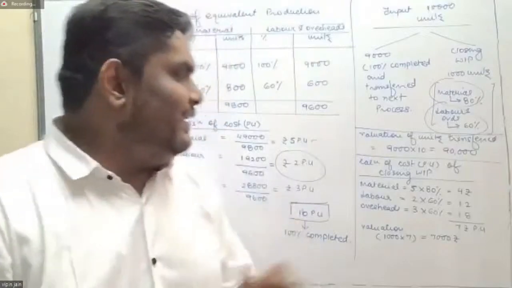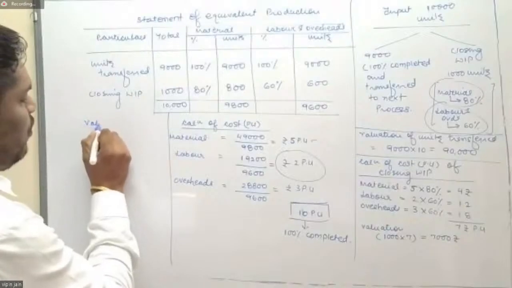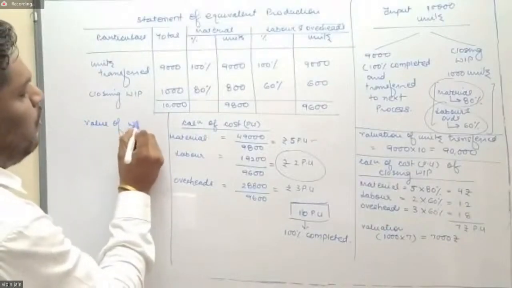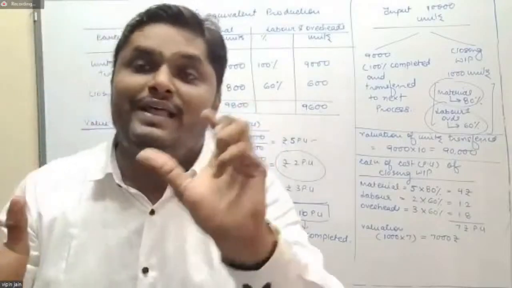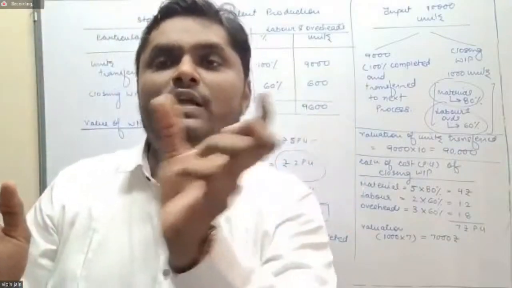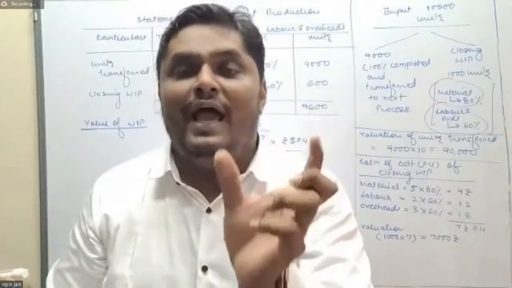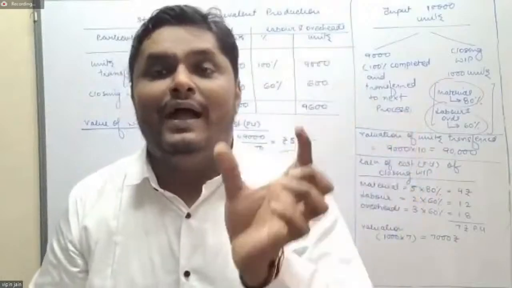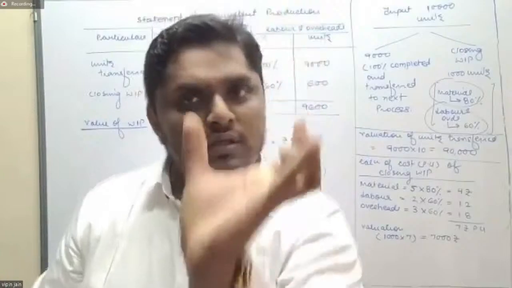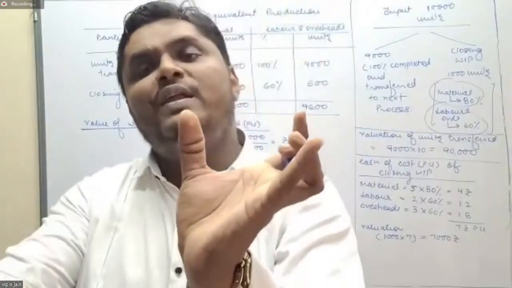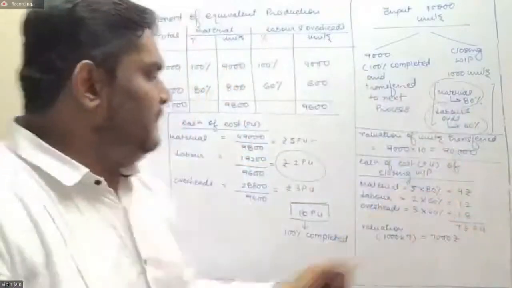Alternatively, guys, you can calculate the value of work in progress as I told you in the last example, that 3,000 into 50% will be equal to 1,500, 100%. I repeat again, in the last example, I told you if 3,000 units are 50% complete, the cost will be the same as 1,500 units which are 100% complete.